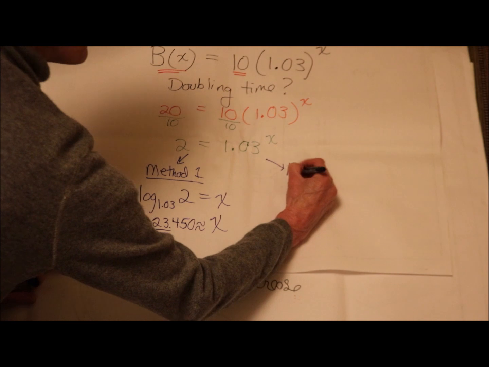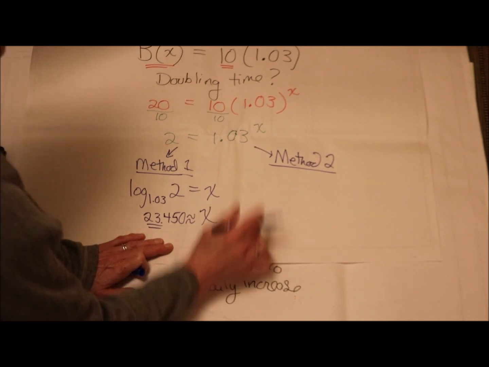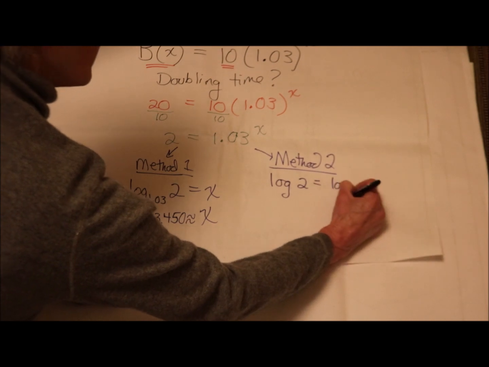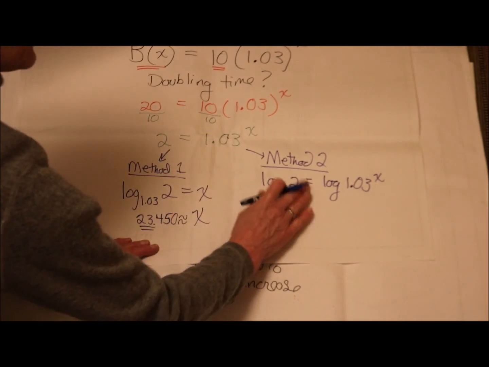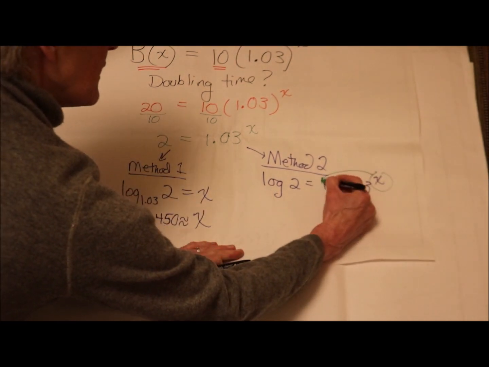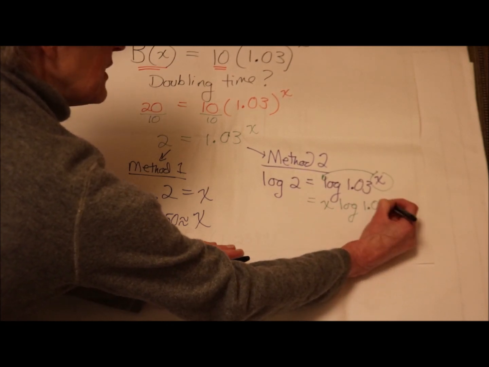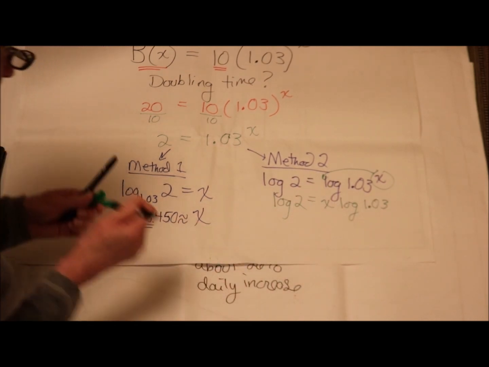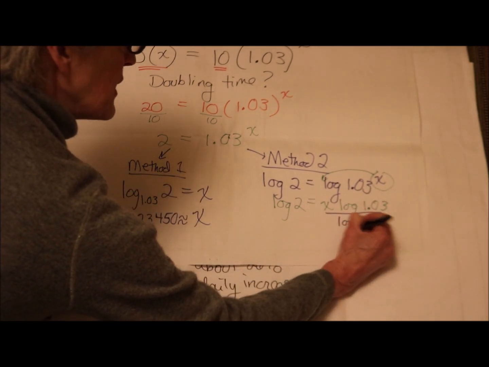The other method to solve this using logs is one that I like, and that is I just take the log of both sides, using one of those properties of logs: if a equals b, then the log of a equals the log of b. I'm then going to use another property of logs that says if I have the log of a number raised to an exponent, that's the same as multiplying that exponent times the log. And now I just do some algebra. I divide both sides by the log of 1.03.